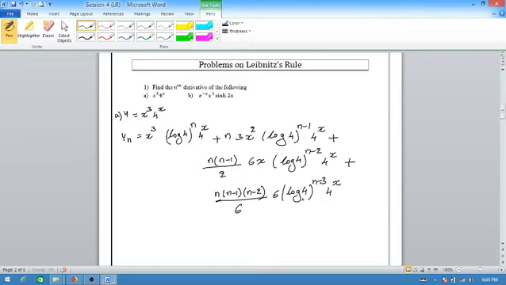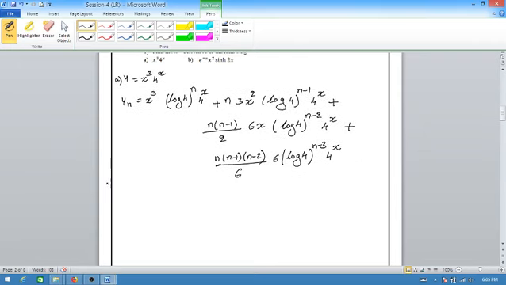The entire term becomes 0 for the higher next terms. So therefore, the nth derivative of x cube 4 raised to x is this. Now move on to the next problem, B. So here the second problem, B.